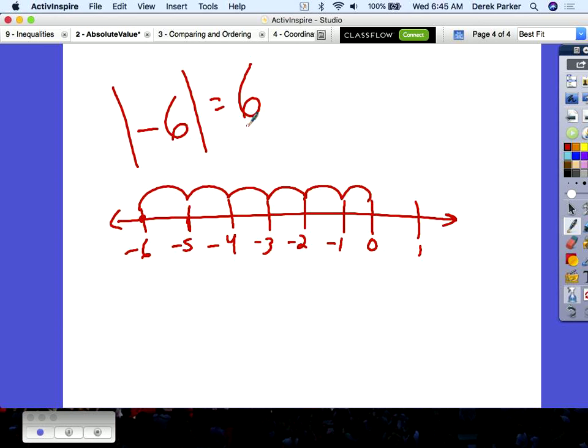This is what you need to remember. The absolute value is neither negative or positive. It is a distance. So it can't be negative and it can't be positive. It is just the number.